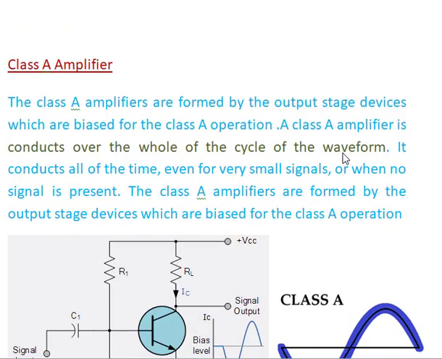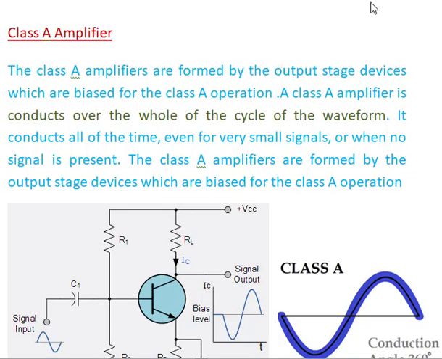There are different types of amplifiers. It is class A amplifier, class B, class AB, and different types of amplifiers are there. Here we discuss what is class A amplifier, class B amplifier, class AB and class C amplifier. But first, what is class A amplifier?